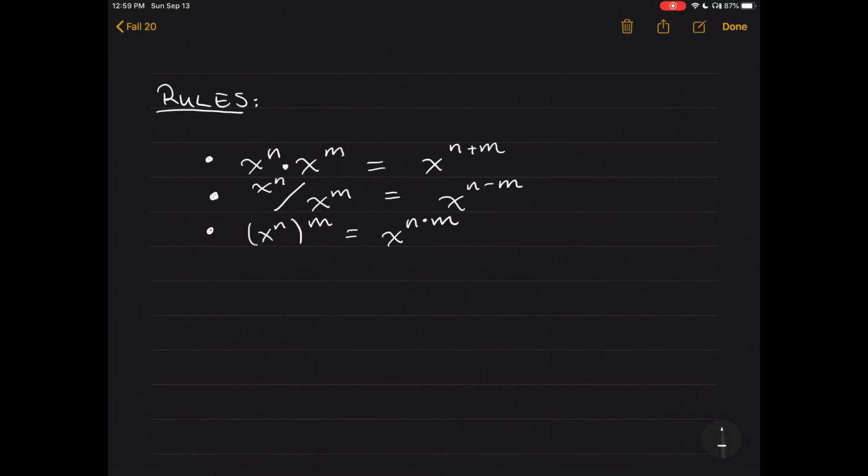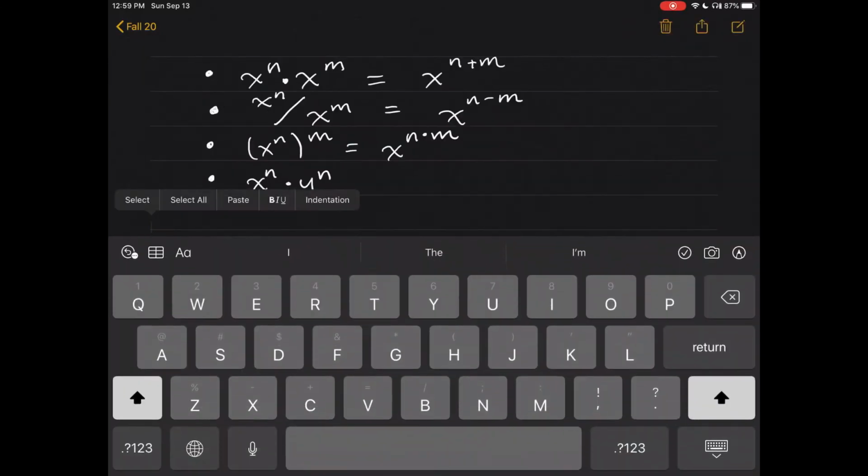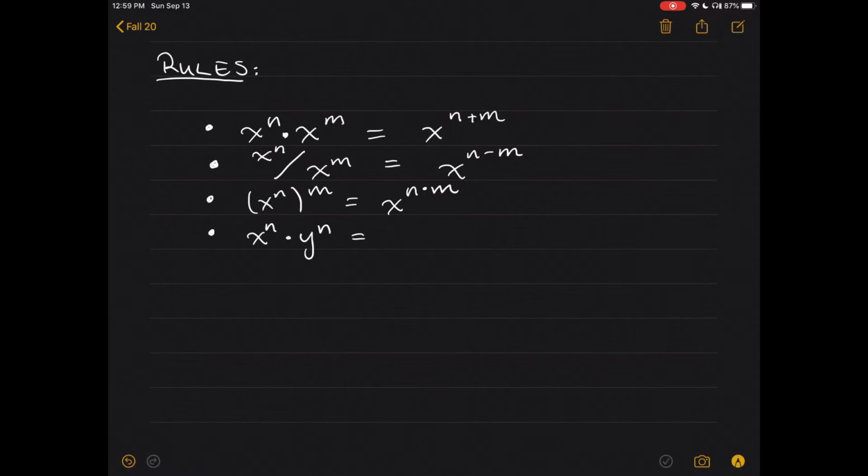Cool. But what if we have different bases? What if we had something like x to the n times y to the n? So now they have different bases in the same exponent. We can kind of pull the exponent out. In a sense, we can write this as x times y, to the nth power, right? Similarly, if we have x to the n divided by y to the n, we can do the same thing. We can write this as x divided by y, to the nth power.